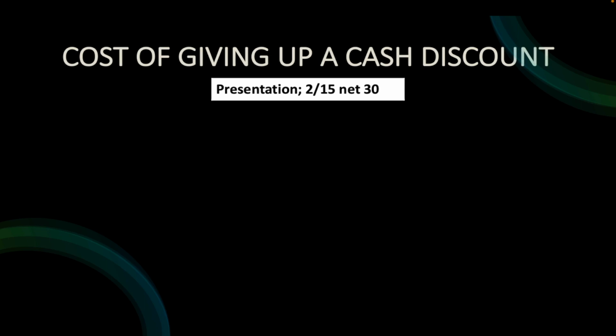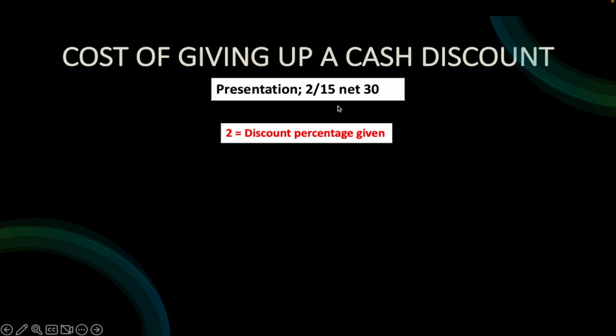But this is how it's usually presented when you're asked a question about the cost of giving up a cash discount. So what do you do with this? What do these numbers mean? Well, the 2 at the beginning there is the actual cash discount you are given. So it's a percentage, the discount percentage given. That means in this case, you're given a 2% discount.